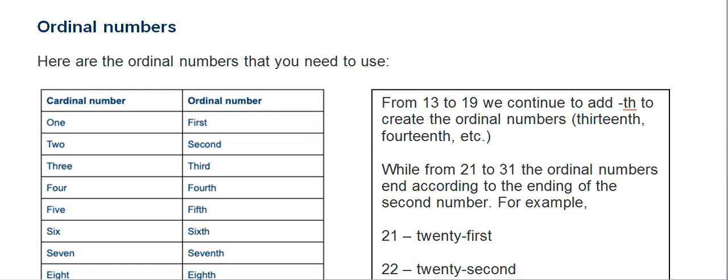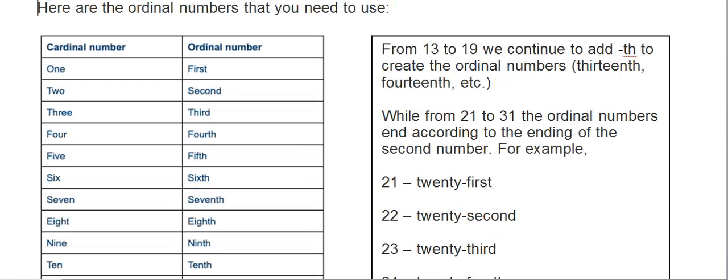Ordinal number. So what is ordinal number? As you can see in this table, we have ordinal number and cardinal number. So the cardinal numbers are like 1, 2, 3, 4, 5, 6, and so on. The ordinal numbers are like first, second, third, fourth, fifth, sixth, and so on. And we have a grammar rule for these numbers.